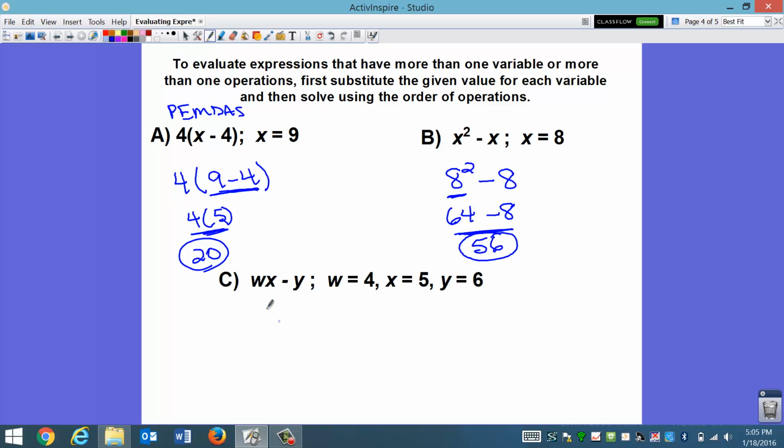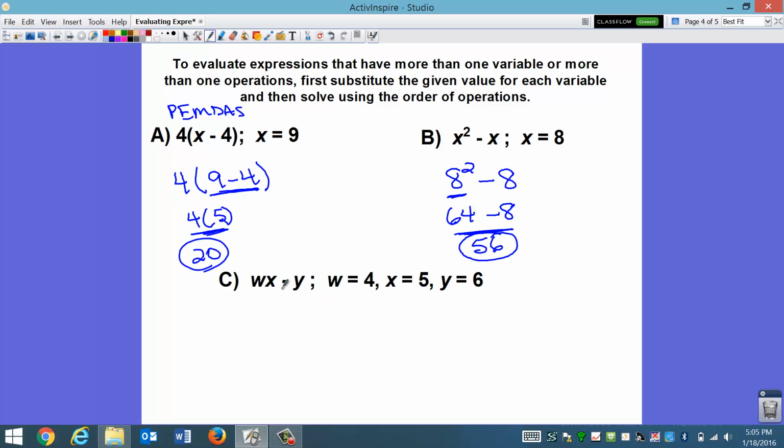Okay, let's take a look at problem C. What's different about this is that there's a whole bunch of different variables. For A, we had one variable, x. For B, we had x squared and x. But here we have a w, an x, and a y. It works the same way.